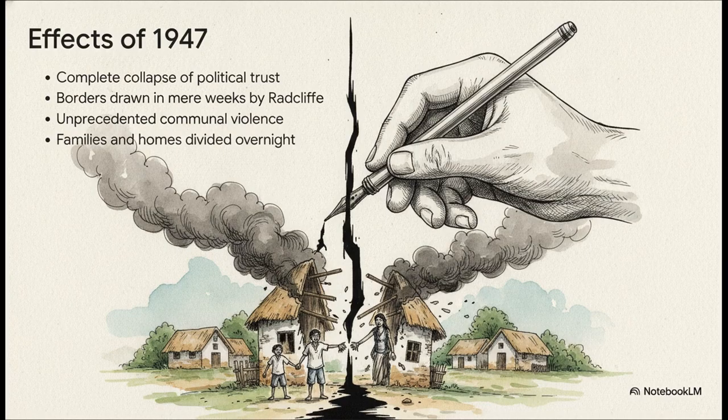Get this, a British lawyer named Cyril Radcliffe, a man who barely even knew India, was given just a few weeks to draw the new international borders based on outdated maps and statistics. The result was absolute chaos. He drew a line straight through communities, farms, and homes. It resulted in unprecedented communal violence, as law and order completely collapsed. Families, homes, and generations of memories were simply divided overnight.